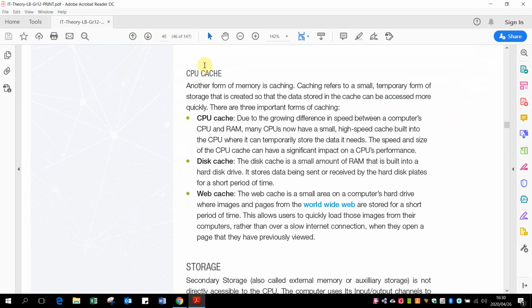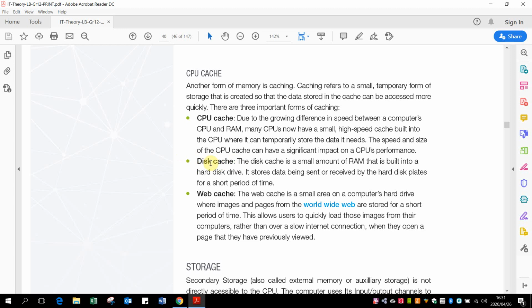Then we've got our CPU cache. This is another form of caching. So it's where there's cache memory that's loaded between basically the RAM and the CPU to also help speed up the whole process. But there are three important forms of caching. So the first one is CPU cache. This is due to the growing difference in speed between the computer CPU and RAM. Many CPUs have this small high-speed cache built into it. So that's our cache memory.